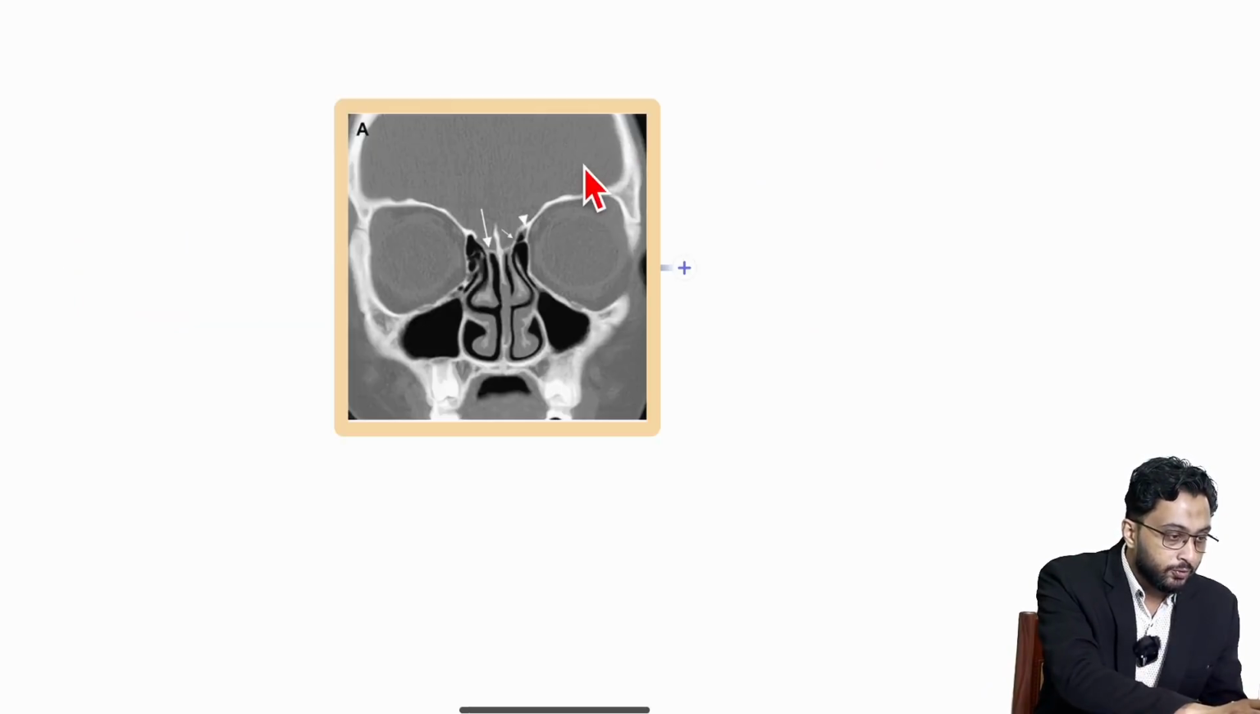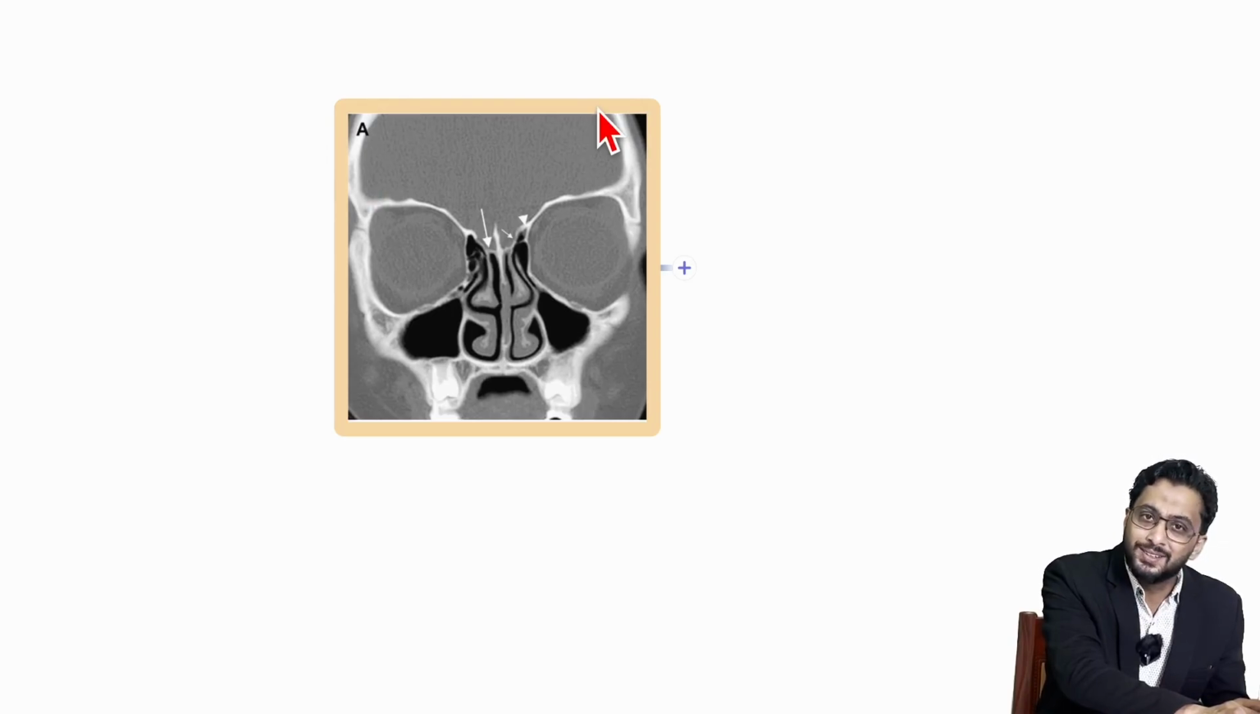As we told you, if you see this image, this is the roof of the orbit. If this fractures, that is what we are talking about. Now we said the inner surface of your skull, which means it will be here, the inner surface of the skull. There you have got dura mater.